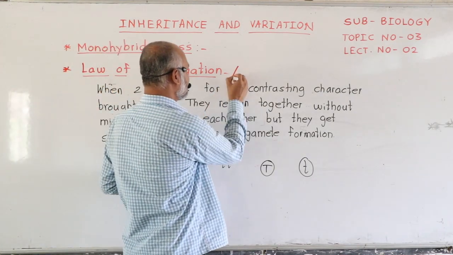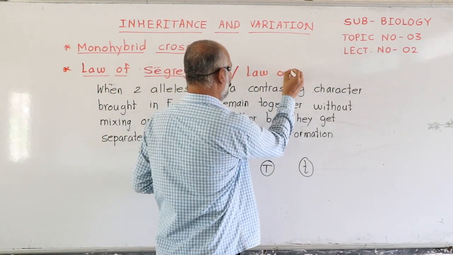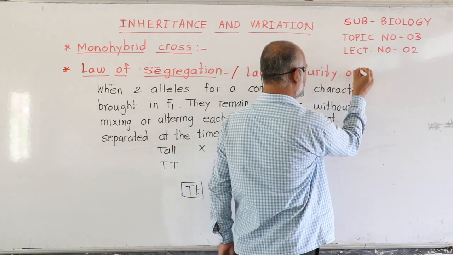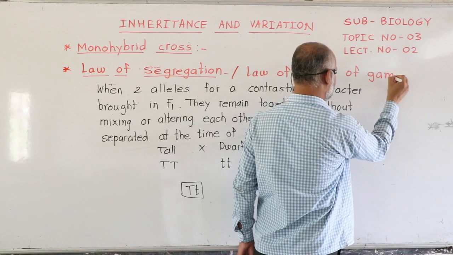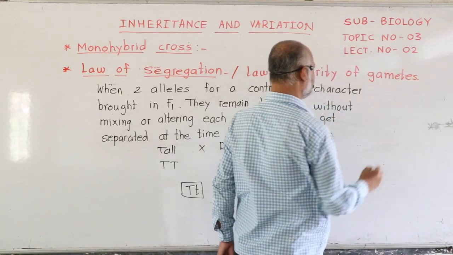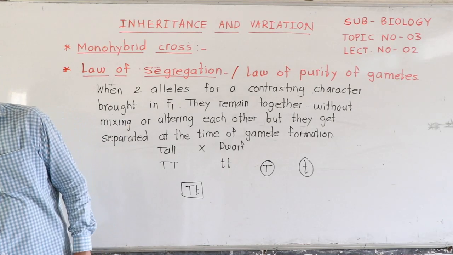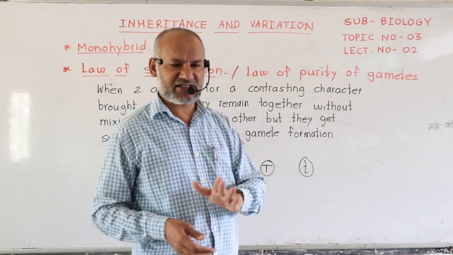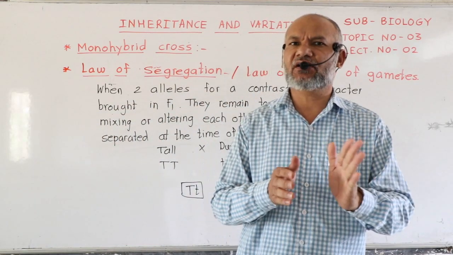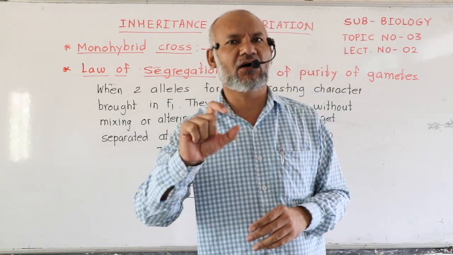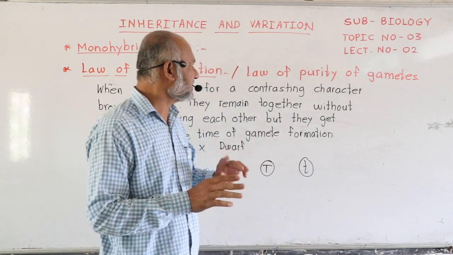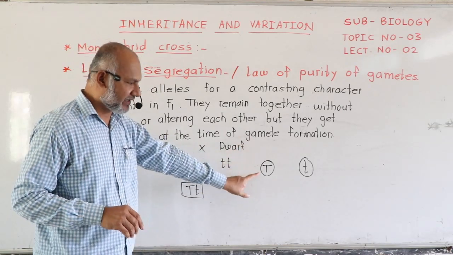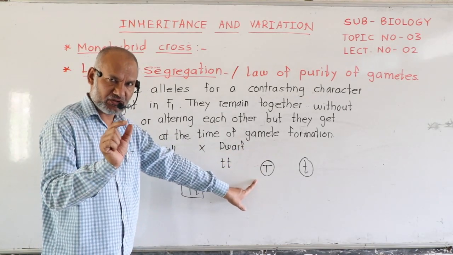In the board examination, there is one question: give a reason, the law of purity of gametes is also termed the law of segregation. Why is it termed the law of purity of gametes? Because the gamete receives only a single allele for a contrasting trait, and this gamete is pure for that character, and hence it is termed the law of purity of gametes.